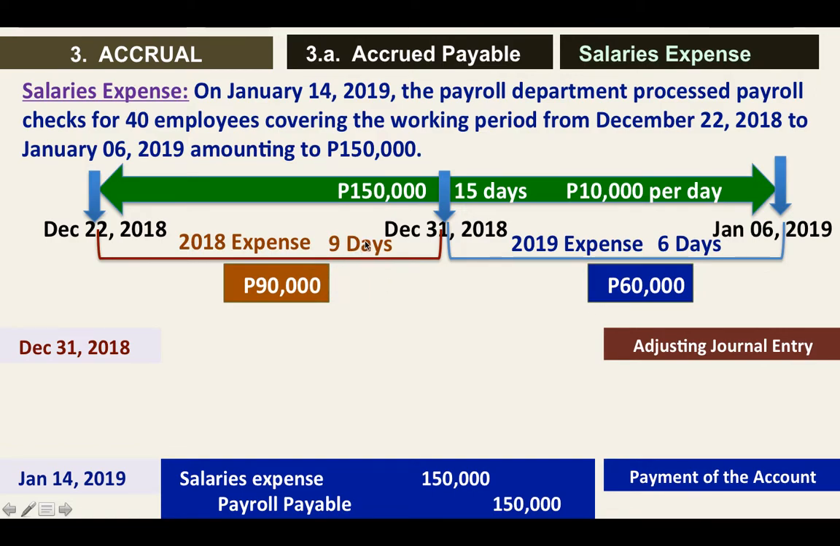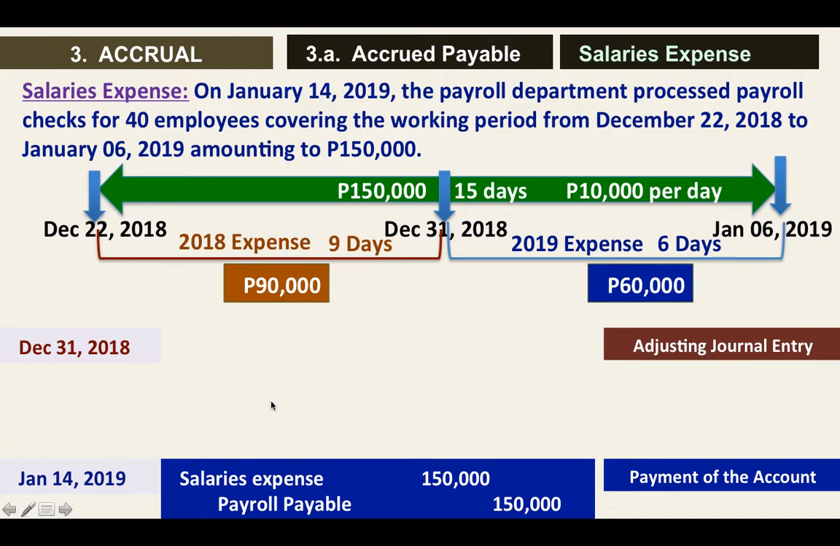Okay, class, kung paano nakuha yung 9, madali naman yan. Na-discuss na natin yan. Yung sa terms on sale natin. So 22, 23, you just count with your fingers. 22, 23, 24, 25, 26, 27, 28, 29, 30, 31. So that's 9 days. Okay? At ganoon din sa 2019. So you start with 31. 31, January 1st is 1, 2, 3, 4, 5, January 6. Okay.